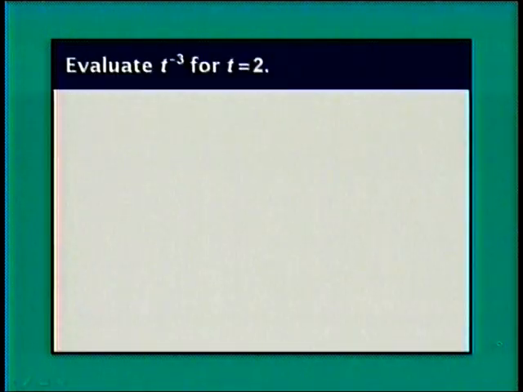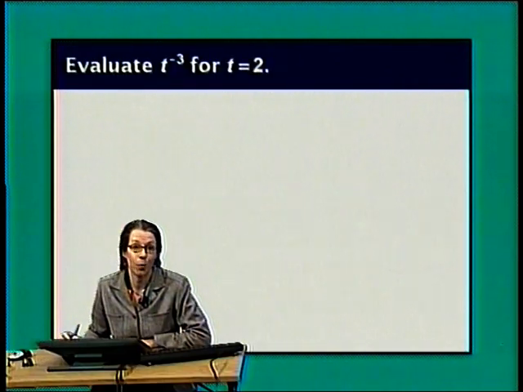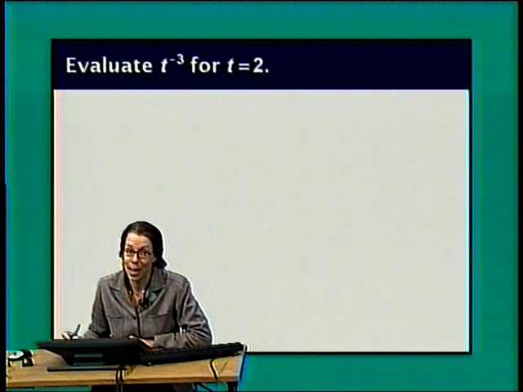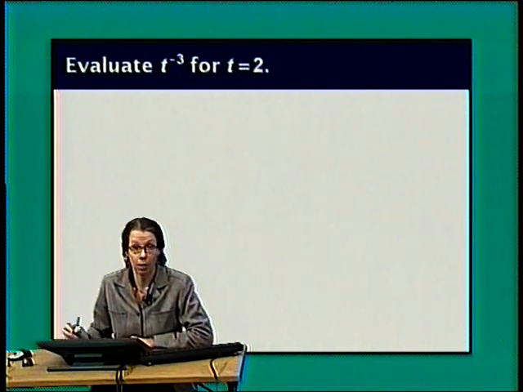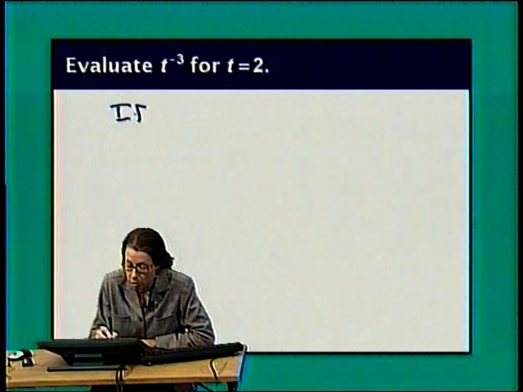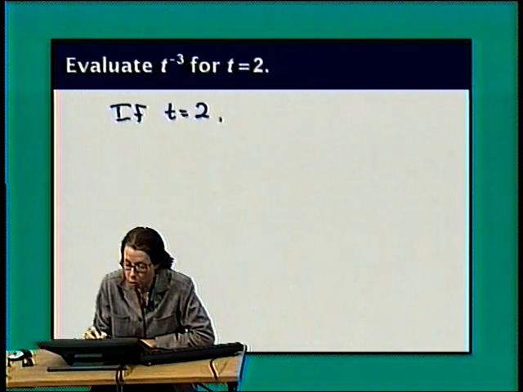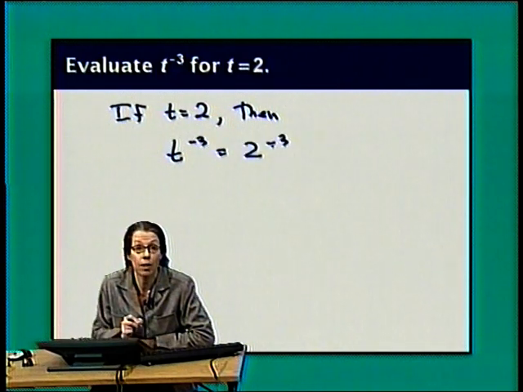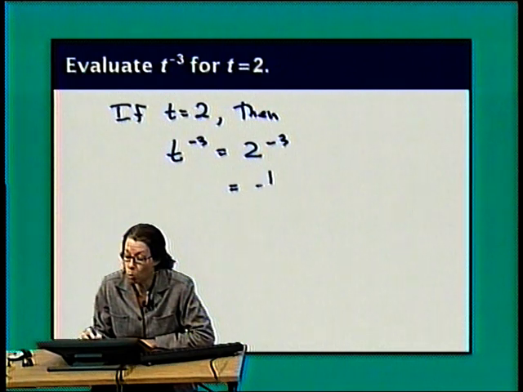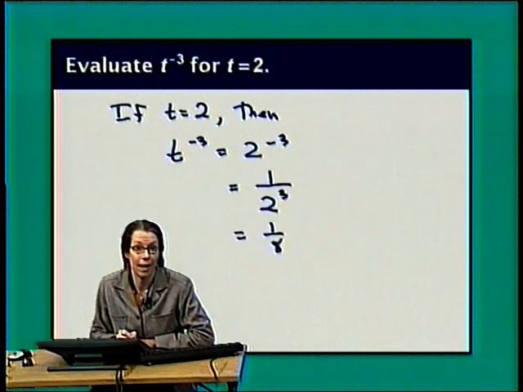Finally, we just want to take a few minutes to talk about evaluating powers on a calculator. I'm going to do this problem by hand, but then I'm going to do it on a calculator so we can make sure that we're getting the numbers we would expect from our calculator. So if t equals 2, then the expression t to the negative 3 is 2 raised to the negative 3 power, which is 1 over 2 cubed, which is 1/8.